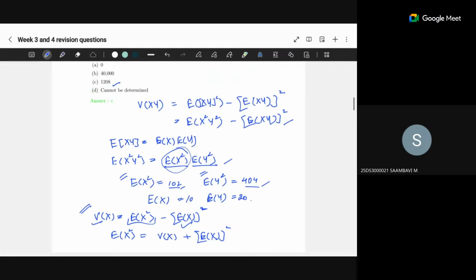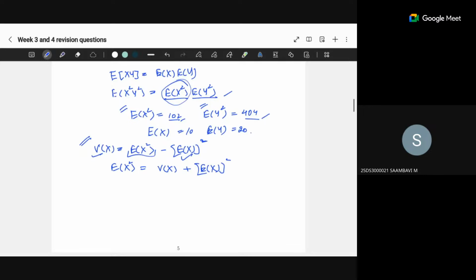Now can you tell me the variance of xy? Just put the values. What is this value? 1208. I need everyone to answer this. Everybody is getting this answer? 1208. Only 5 people have solved it.